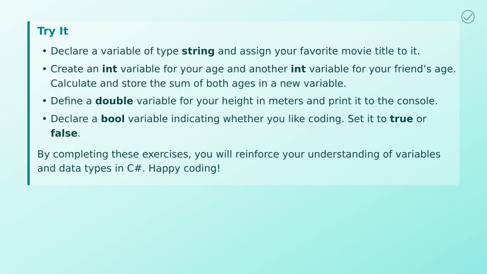Now put what you've learned into practice. First, declare a variable of type string and assign your favorite movie title to it. Also, create an int variable for your age and another int variable for your friend's age. Calculate and store the sum of both ages in a new variable. Also, define a double variable for your height in meters and print it to the console.